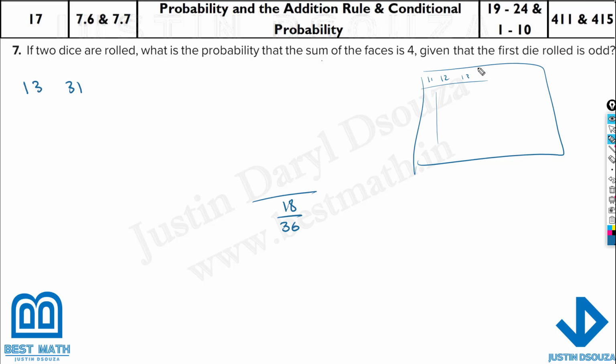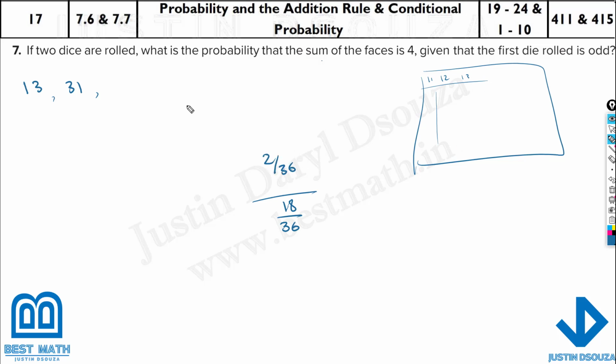So there are two dice, but here we are not going to write all the possibilities. We are not going to write 2 and 2. Why? Because we need to have the first die odd. So 1 and 3 is true because it's odd. Even 3 and 1 is true, it's odd. What about the other things? 2 and 2 not possible because it's even. 3 and 1 is already written. What about 4? 4 and 0 is not possible. Okay, only these two are the possibilities. Nothing else, right?